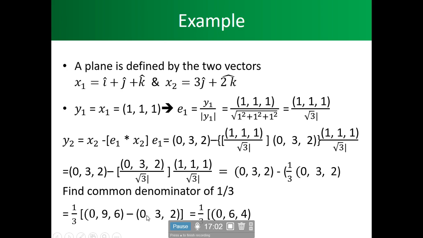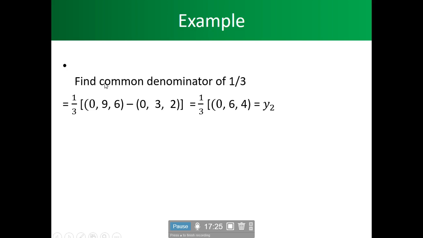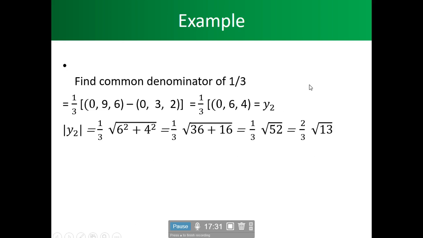So now we can subtract these two. We get 0, we get 6, and we get 4, all divided by what? 1/3. Okay. Now that we're finished finding and using the common denominator, now we know what y2 is. But we need to find out what the absolute value is.